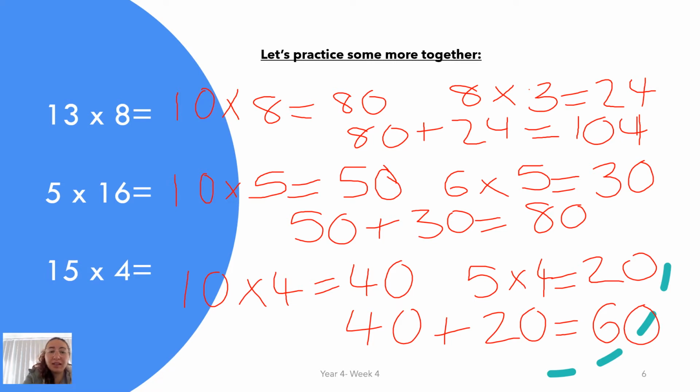So now we can see that 13 multiplied by 8 is 104. 5 multiplied by 16 would equal 80, and 15 multiplied by 4 equals 60. You are now going to go to the next slide, and the second slide after that is optional. You're going to solve the multiplication sums, but remember that you must show your working out and use the strategy of the day. Good luck, and let me know if you need any help.